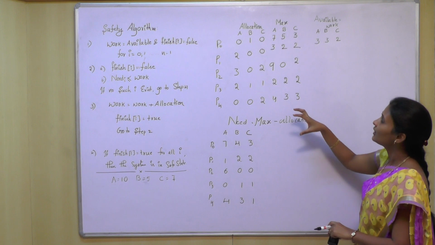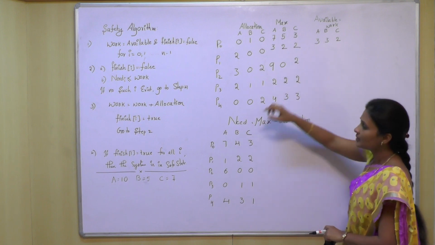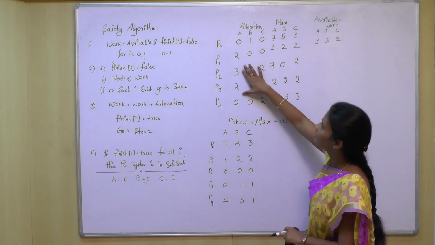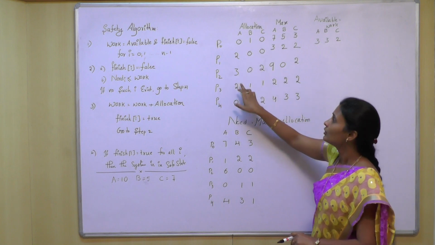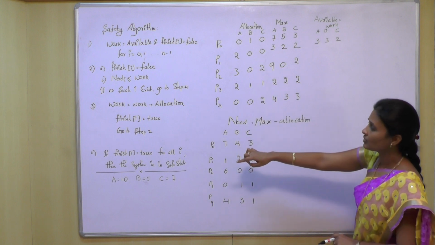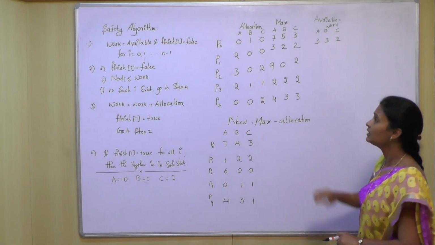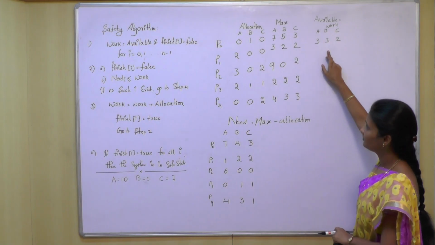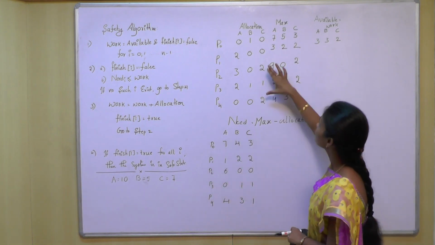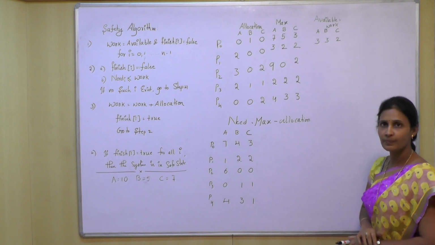Now, after allocating all these resources, let us find the available resources. From the 10 instances of A, 7 resources are allocated, so the available resources are 3. For resource B, of the 5 instances, 2 resources are allocated, so the available is 3. For the C type resource, of the 7 instances, 5 instances are allocated, so now 2 instances are available.